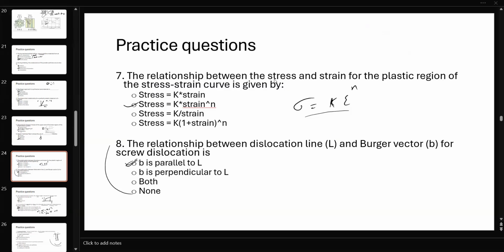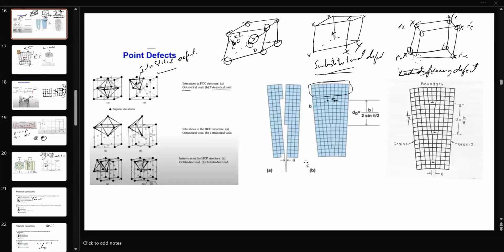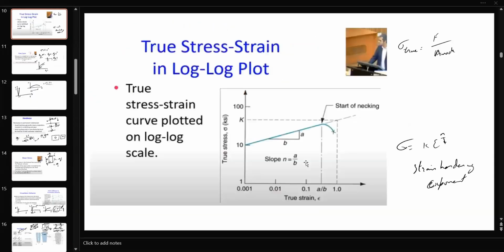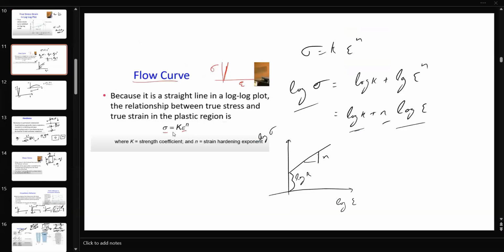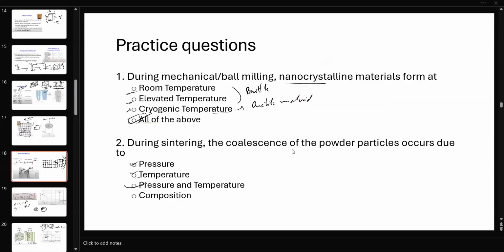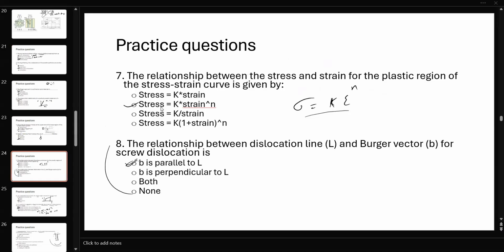So the relationship between the stress and the strain for the plastic region follows what curve? You saw the two stress strain plots, and in the plastic region sigma follows this exponential power law relationship: stress is equal to K times epsilon to the power n. Strain hardening.